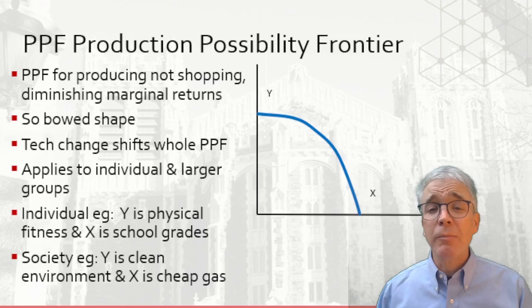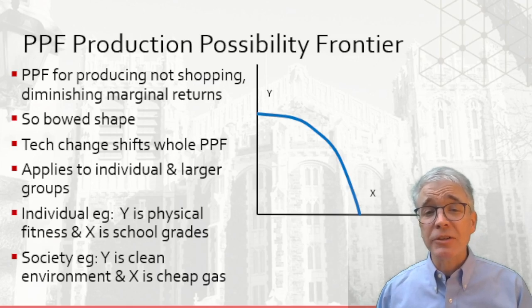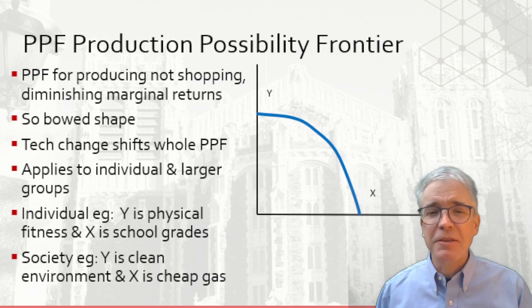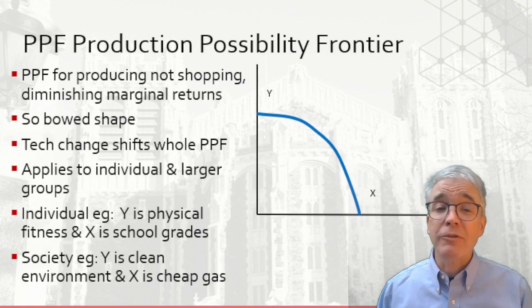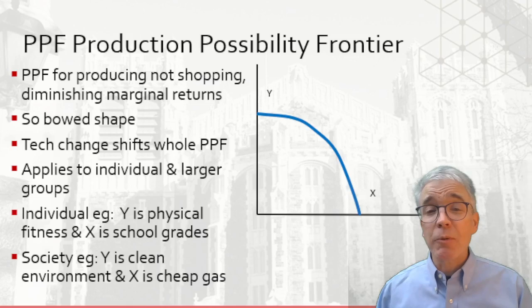As another example, if this is the decisions made by a whole society, maybe X is cheap gasoline and Y is a clean environment. Probably most people would like to be somewhere in the middle. Get a reasonable amount of cheap gas and a reasonably good environment, but obviously opinions vary. Some people would like to move down and to the right, get more X, less Y. Other people might want to go in the opposite direction. The key is that if everybody wants to go up and to the right, that's not actually feasible. There are going to be trade-offs.